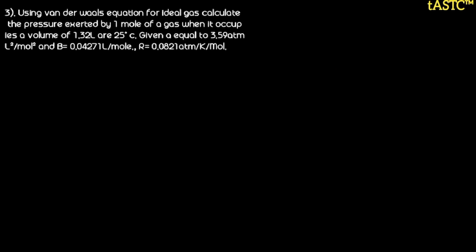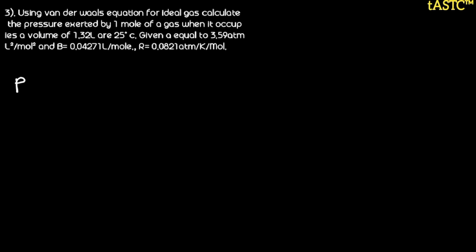Now here is the third question. Using van der Waals equation for real gases, calculate the pressure exerted by 1 mole of a gas when it occupies a volume of 1.32 liters at 25 degrees Celsius. We are given a to be equal to 3.59 atm L^2/mol^2, with every other unit that is actually attached to it. The second van der Waals constant b is 0.04271 liter per mole, and R is equal to 0.0821 atm L per Kelvin per mole.